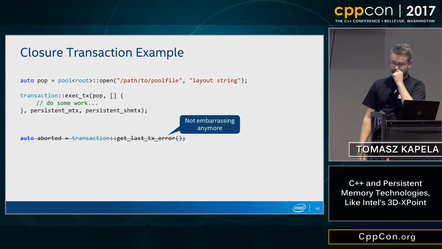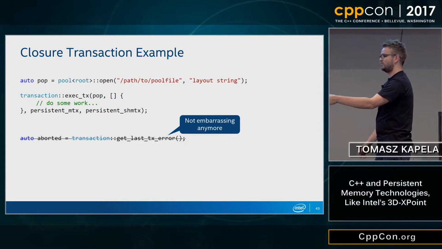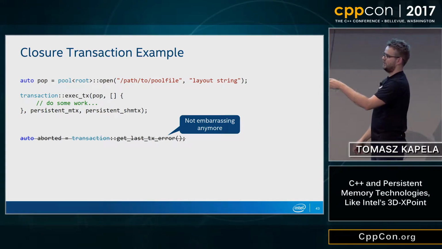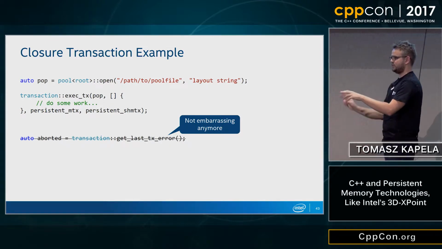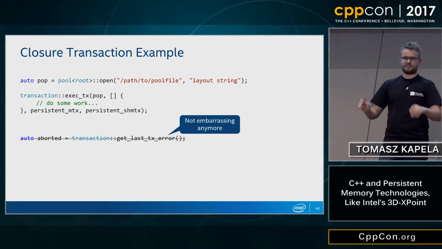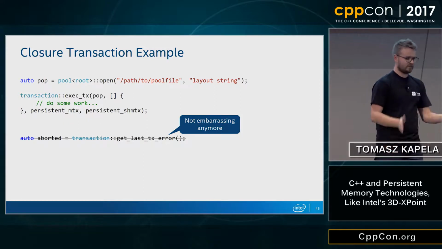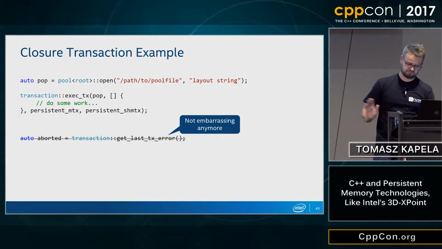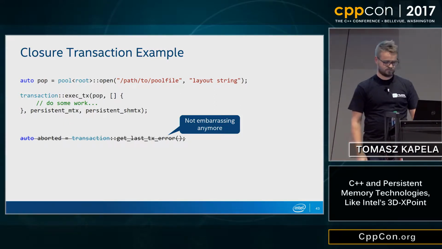Trade-offs all the way. But you don't really have to call this unless you want to know the specific error code of why the transaction failed. So while the C backing transaction failed, you don't have to. You're going to get an exception. And if that's enough for you, then it's fine.